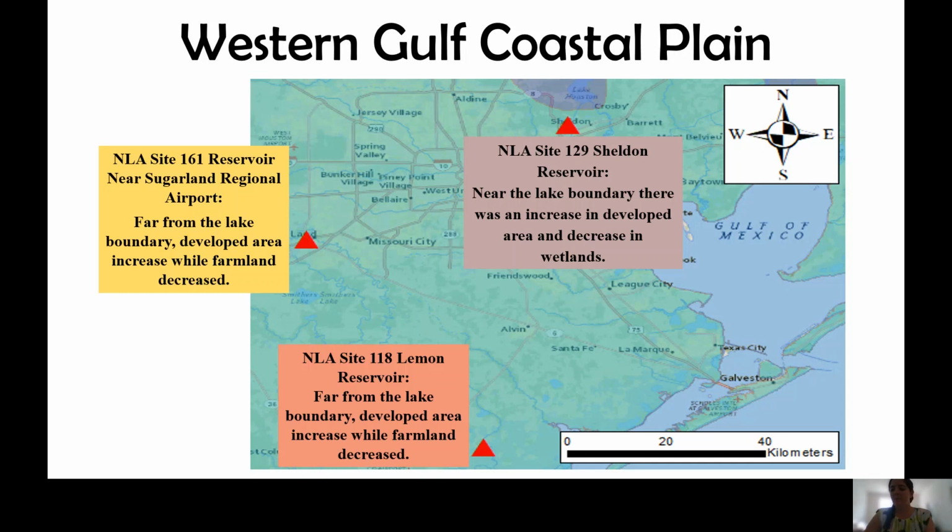Both sites 118 and 161 showed a high decrease in the planted and cultivated land classification, and for both sites the farmland was converted to developed area. Site 129 also had a large increase in developed area, but this came from a decrease in wetland classification. Most of the change for sites 118 and 161 occurred further from the lake boundary, while the change for site 129 occurred near the lake boundary.